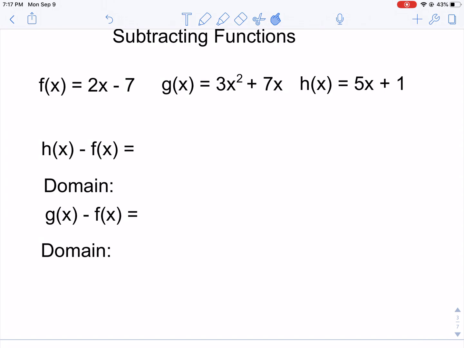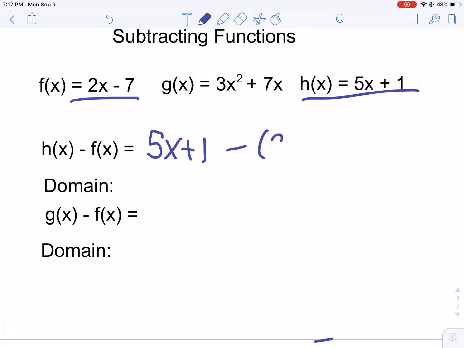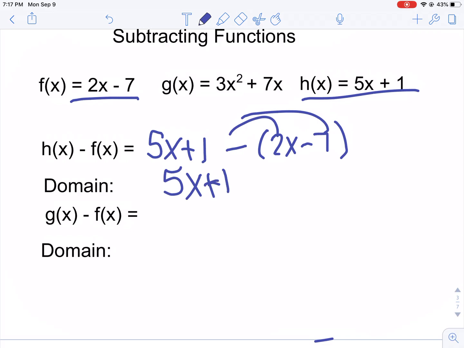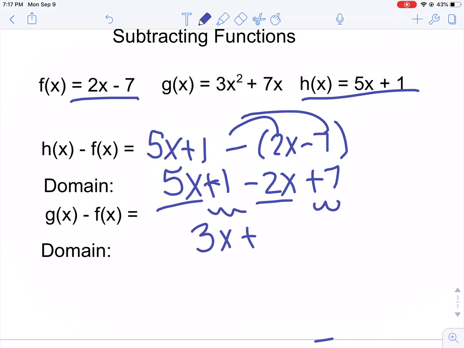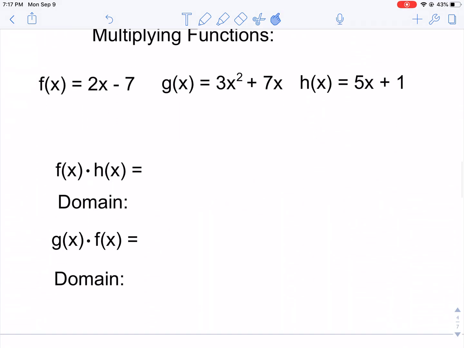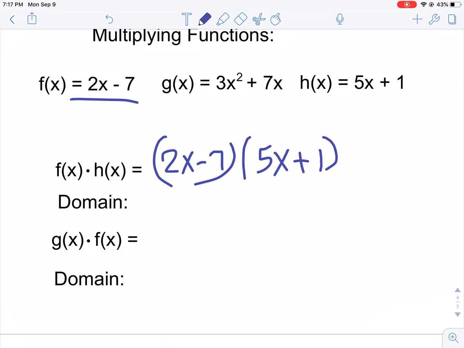So it's just combining like terms, nothing major there. With subtracting, it just gets a little trickier, but not a lot. If I take h of x to be 5x plus 1 and f of x to be 2x minus 7, you have to remember to subtract the entire quantity, which means you're really distributing that negative. So this becomes 5x plus 1 minus 2x plus 7. So the 5x minus the 2x gives you a 3x. The 1 plus a 7 gives you 8. And that's subtracting.